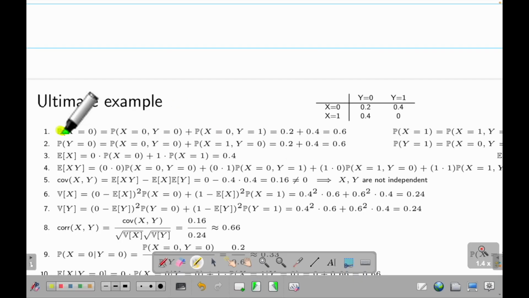Ultimate example. This guy, what's the probability of x is 0? So this is marginal probability. We don't care about y. So imagine I compress this table. That means I sum these two numbers, 0.2 plus 0.4, which is this line.